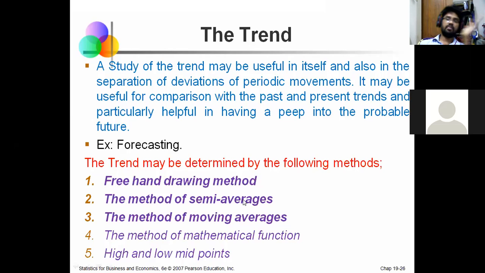What is the before and after, or in the middle, you will also find out the trend. And third one, the method of moving averages. And fourth one, the method of mathematical functions. If you take this mathematical function, that is called regression analysis by using the time series data. But in our syllabus, we don't have, at the degree level, the method of mathematical functions, and high and low midpoint also we don't have, but only we have the three only. So we will discuss three only.